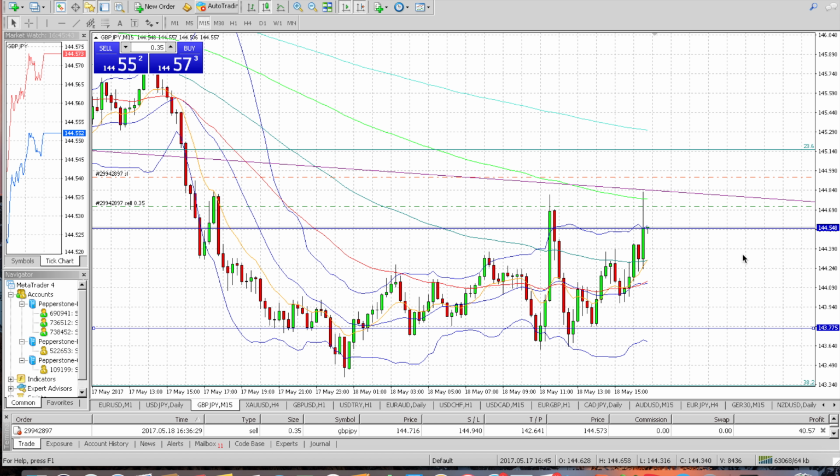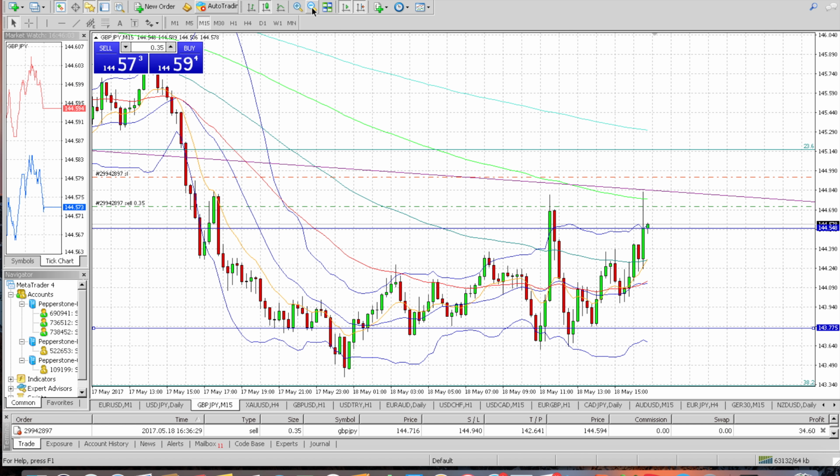Today I want to tell you something about channels. What are channels? How can channels help us to trade? And how can we profit from channels? So first of all, we're looking at the chart of the British pound Japanese yen.